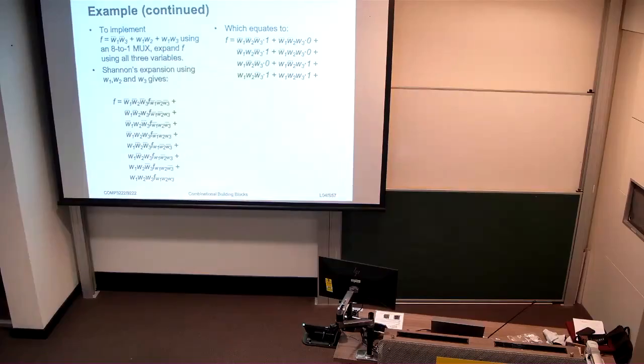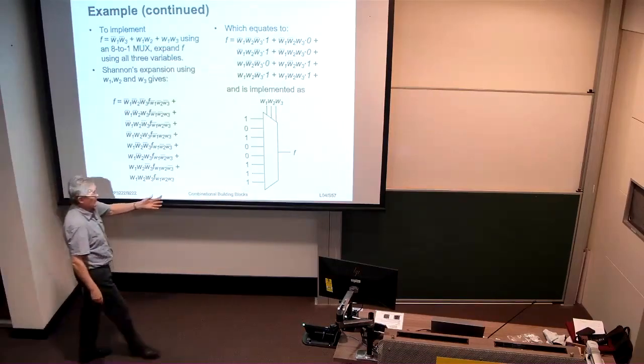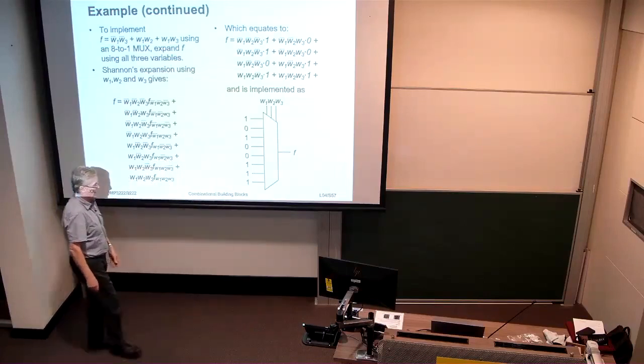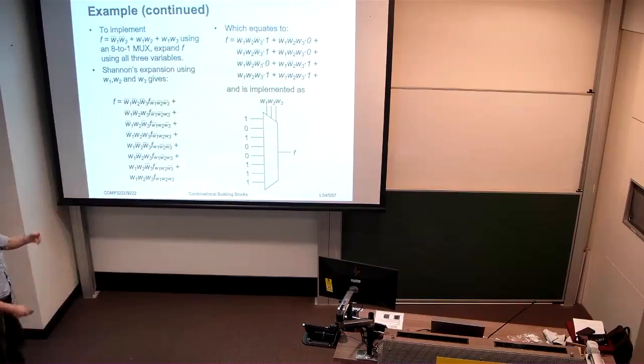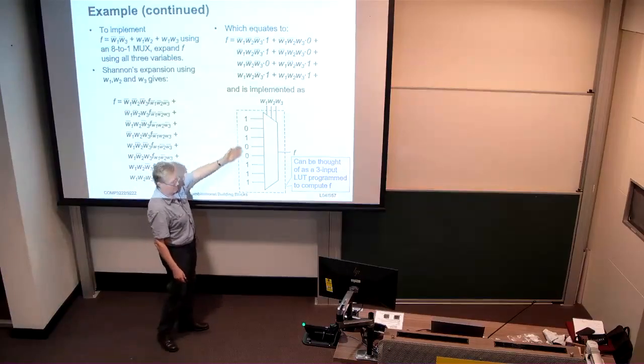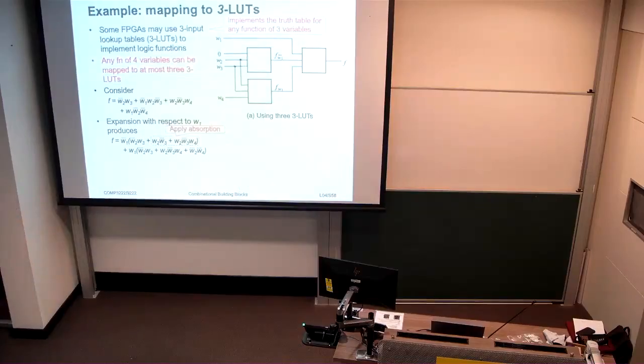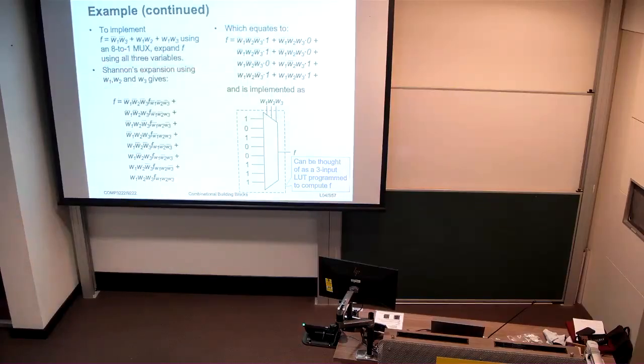No other minterm appears in the canonical sum of products, therefore they're all 0s, and this is what the implementation looks like. We have our 3 variables driving the input, they're the selectors, and we're either associating a 0 or a 1 with each one of those minterms. And you can think of this as being the program of the 3 input lookup table that determines that function. Any question on this?